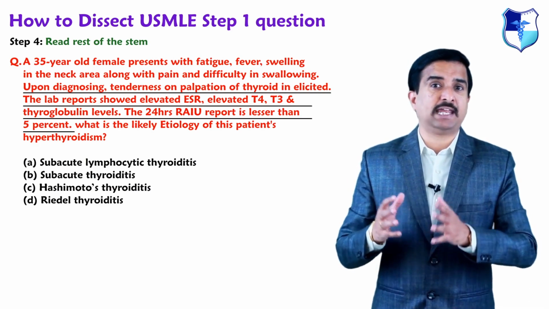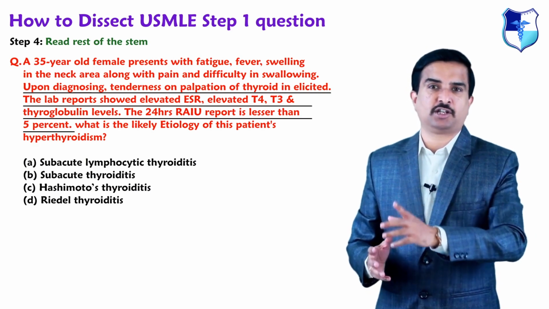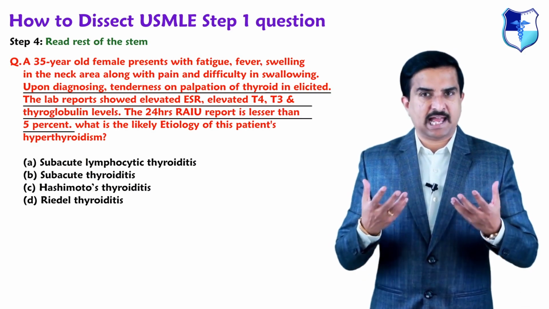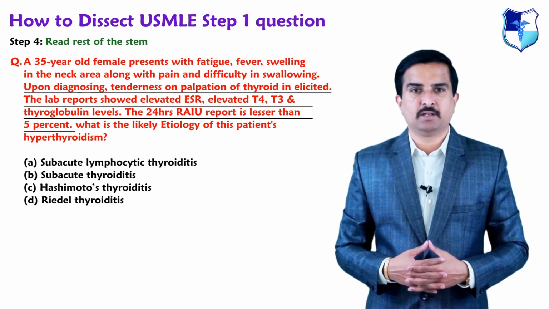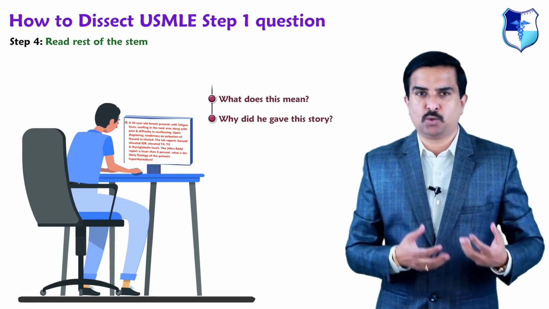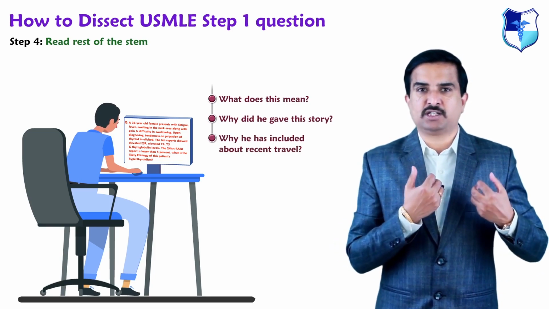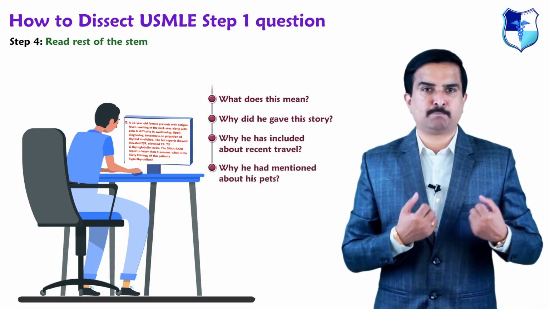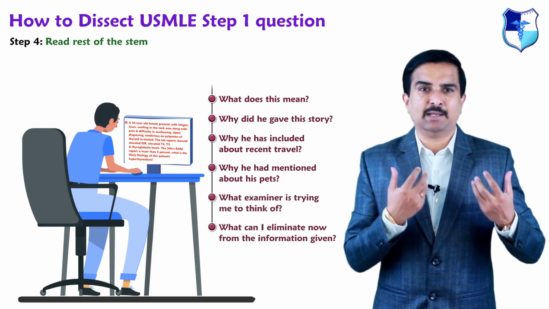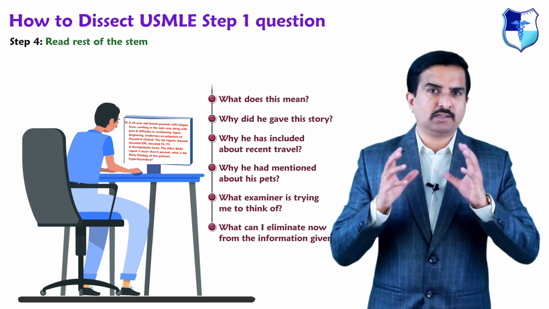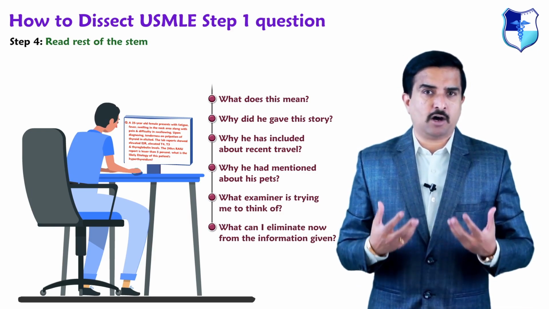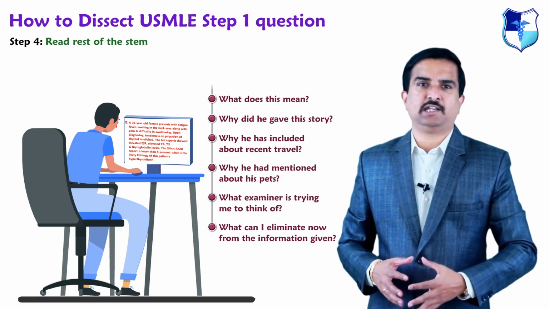This is less true for the NBME exams, but in 99% of cases it is absolutely true when you talk about other question banks as well as the real USMLE Step 1 exam. So constantly ask yourself, what does this mean? Why did they give this story? Why did they include the recent travel? Why did they mention his pets? What is the examiner trying to make me think of? What can I eliminate from the information given? Think through all this in the given amount of time, and the probability of answering correctly drastically increases.